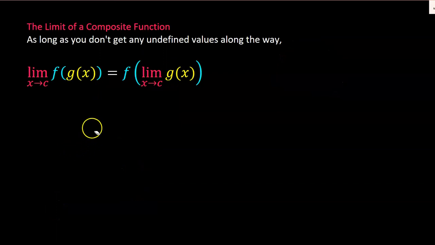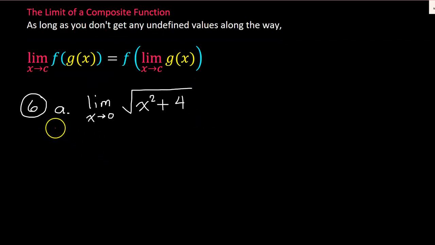Now let's talk about how you find the limit of a composite function. And of course, a composite function is where you have a function inside of another function. It turns out, if you take the limit of a composite function, you're allowed to take the limit of the inner function first, and then apply the outer function to that limit, as long as you don't get any undefined values along the way.